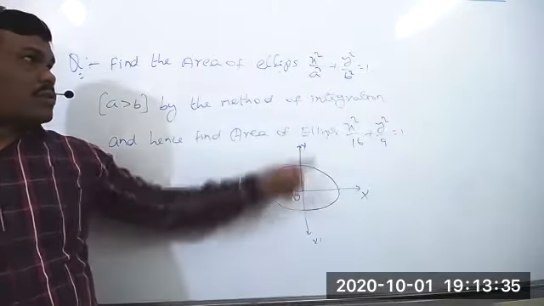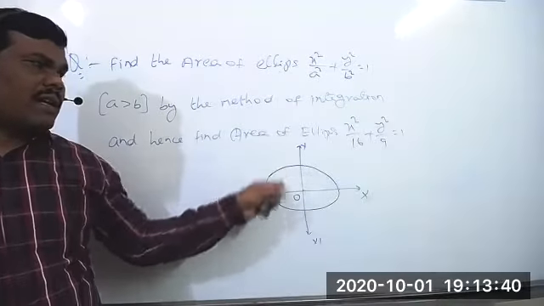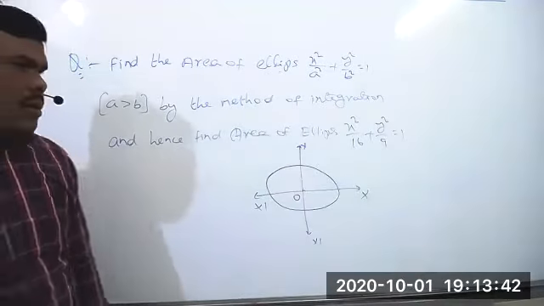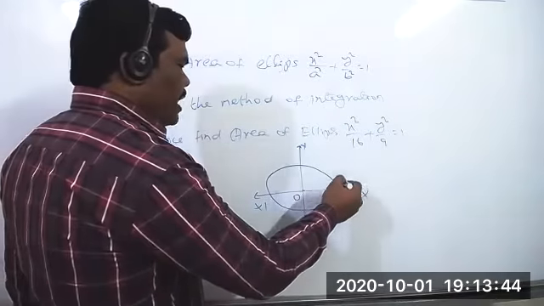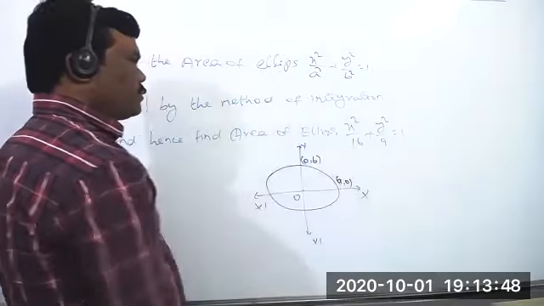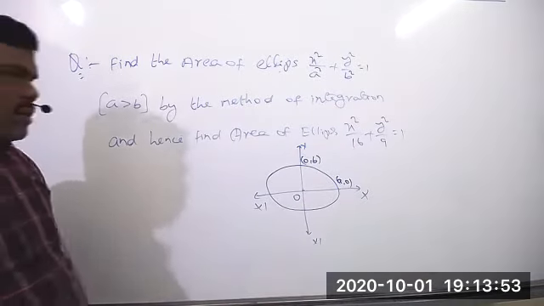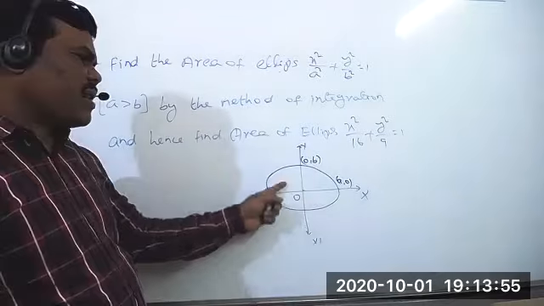Suppose a is less than b, the ellipse we will get vertically like this. That means here this is the origin O, this point is a comma 0, and this point is 0 comma b.